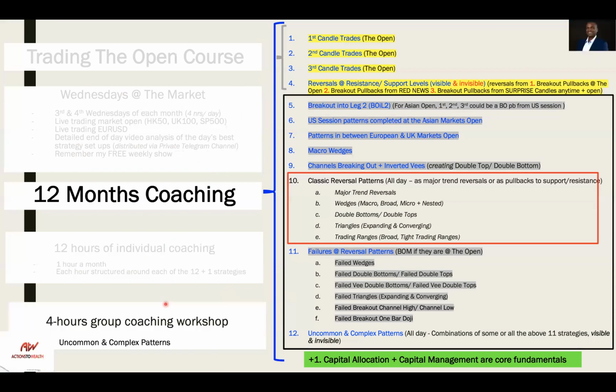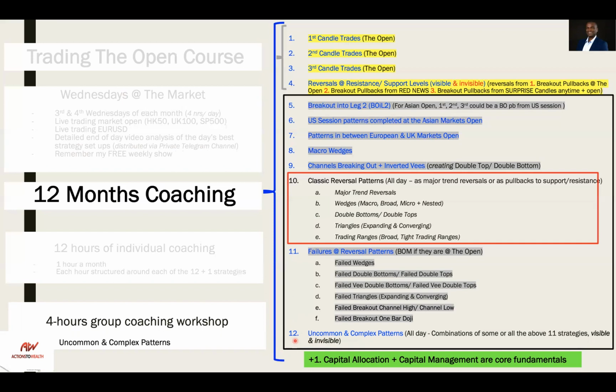What else is in that? There is also a group coaching workshop, a 4 hour group coaching workshop, where I take all the traders who are subscribed at a particular point in time through, and we cover a lot in those 4 hours of uncommon and complex patterns. This is absolutely important for me because the market just throws things at you. That's the market, it just presents whatever it presents you.